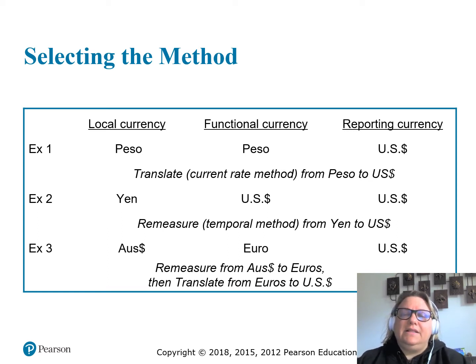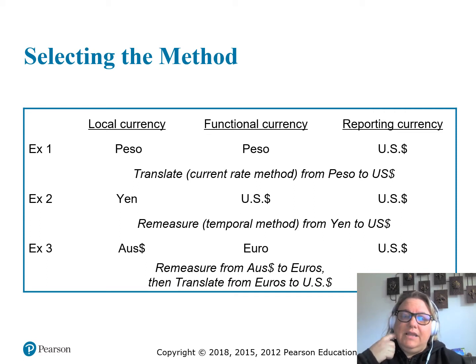A lot of times it depends on the local government. I know that in some of the United Arab Emirates, they really push towards the local presence, and so most likely they would want you to be using their currency there as its functional currency. So here's example one. The local currency is peso. The functional is the peso, and then we would report in U.S. dollars.